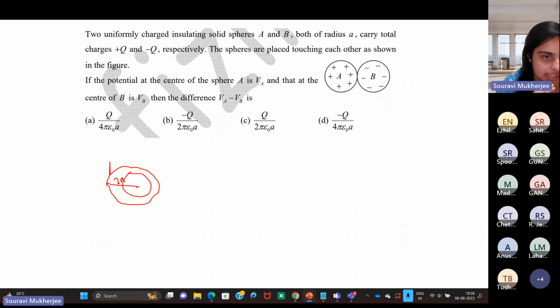Am I making sense? Consider a Gaussian sphere. This is a Gaussian sphere, and this is the sphere whose field you want to find. It has a negative charge. Over this surface, if you do an integral, E into 4 pi (2a) square would be equal to the total charge enclosed, that is minus Q by epsilon naught. That will give you the field at this point.